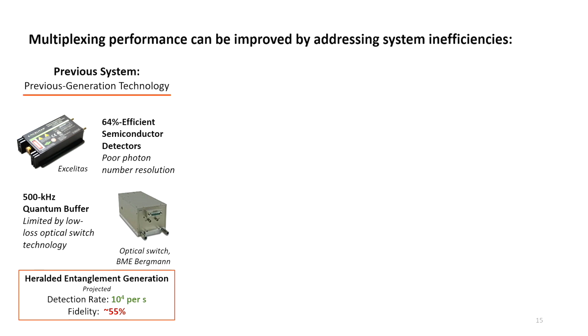If we plug in our system to the two-photon heralded entanglement gate that I discussed previously, we projected to achieve a detection rate for entanglement of 10 to the 4 per second. However, our fidelity would only be 55% because of those multi-pair events.